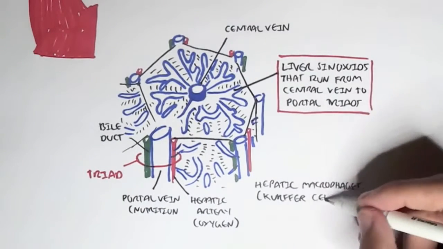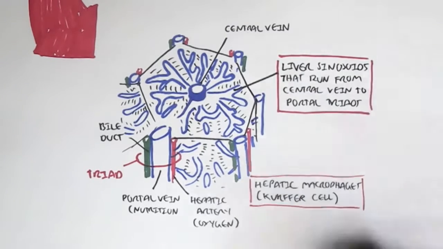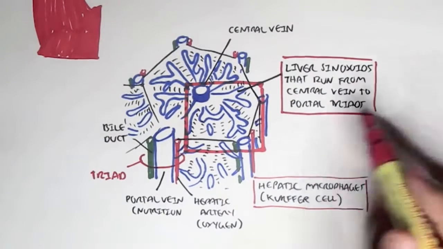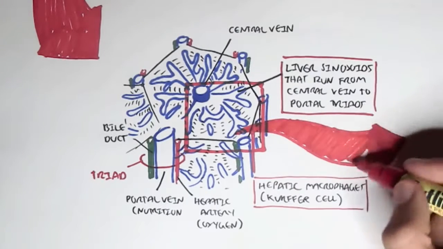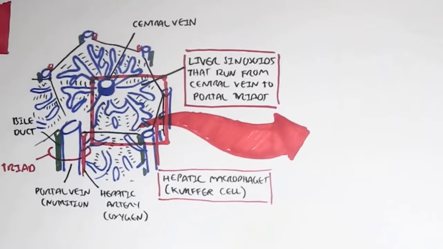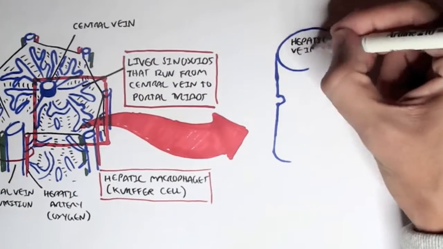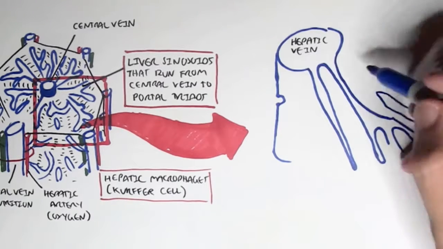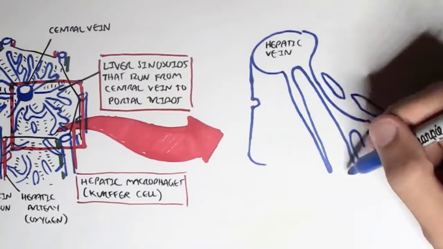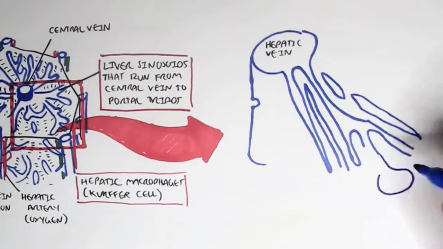Now, it's also important to note that the liver contains special macrophages, hepatic macrophages, known as Kupffer cells. I hope I pronounced that right. Let's have a look at this section here and look at the organization in a better diagram. So here what I'm drawing is the hepatic vein, essentially the central vein. And here we have the sinusoids, which remember connect to the portal triads.